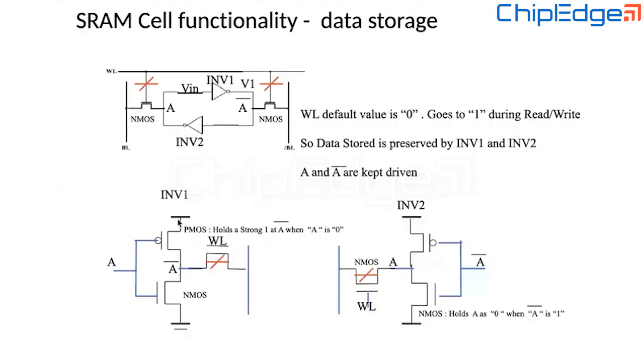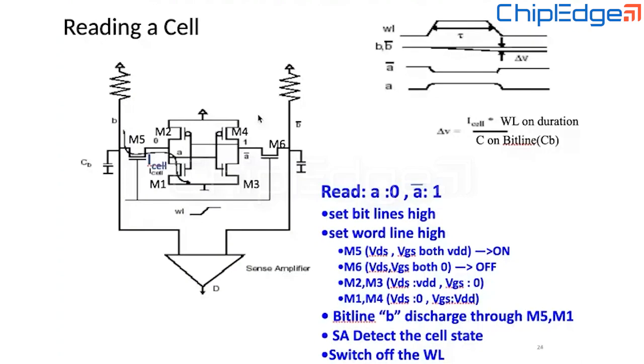If the supply is not there, obviously the data will not be maintained. But if the supply is there, the data remains maintained. So this is how a 6-transistor cell maintains its data. It stores the data and retains the data. Now, how does the reading operation happen in an SRAM cell?